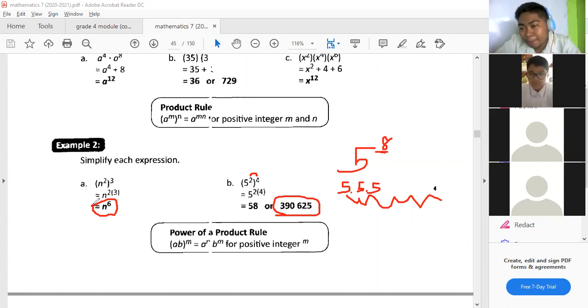Nakuha? Yes. Wait lang. Open ko na yan. Clear.